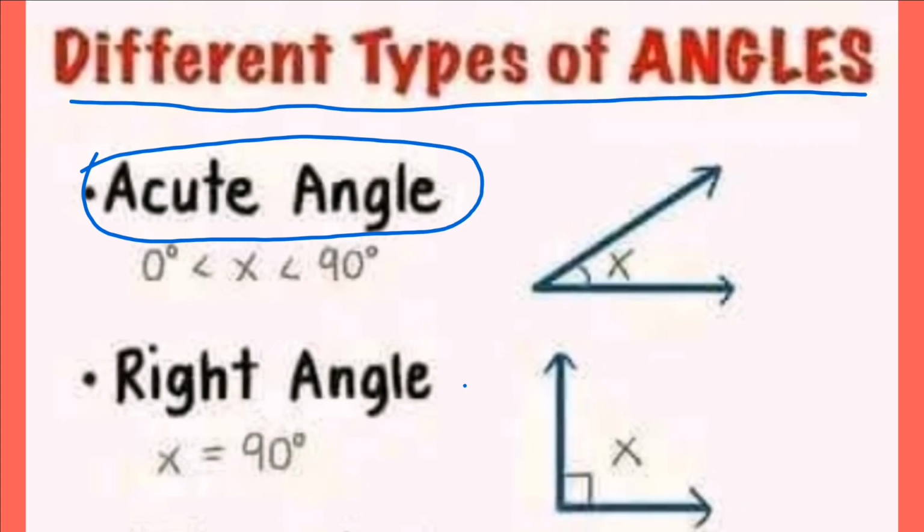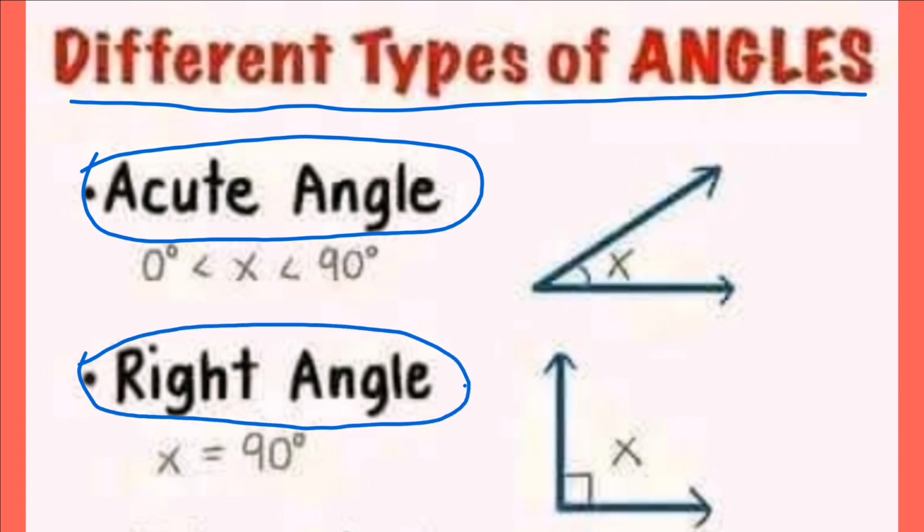Another angle is right angle. Angle is said to be 90 if x is equal to 90 degree. And this is called right angle.